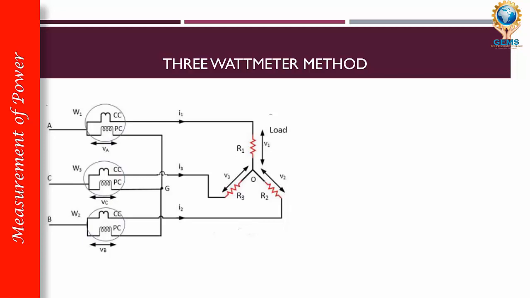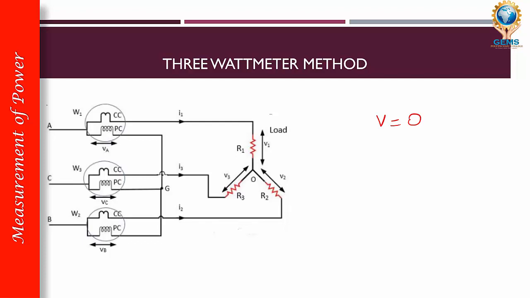The diagram is shown. This constitutes 1 watt meter and the drop across it is VA, and this constitutes the other watt meter and the drop across it is VC, and this constitutes the other watt meter and the drop across it is VB. The common point C of the pressure coil and the neutral O of the load coincide. So the point C and the neutral O always coincide. So we write V is equal to 0.